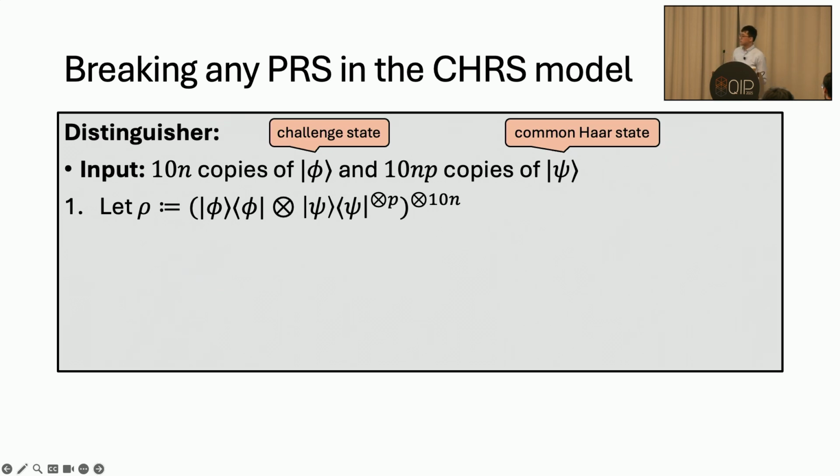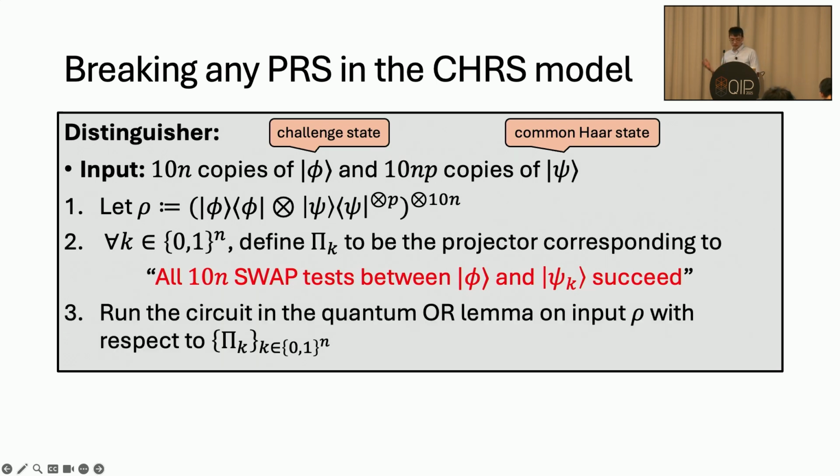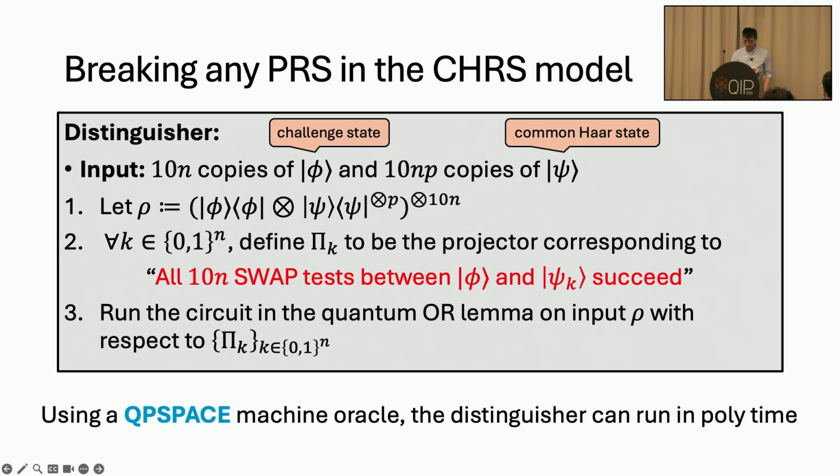So here's our distinguisher. It uses 10n copies of the challenge state and 10np copies of the common Haar state. So we'll let rho be the tensor product of all these input states. And then for each key k, we'll define pi k to be the projector corresponding to the following event, that all 10n swap tests between the challenge state and phi k succeed. And then we'll run the circuit in the quantum Or lemma on input rho with respect to this set of projectors. And we show that using a QP-based machine oracle, this distinguisher can run in polynomial time.